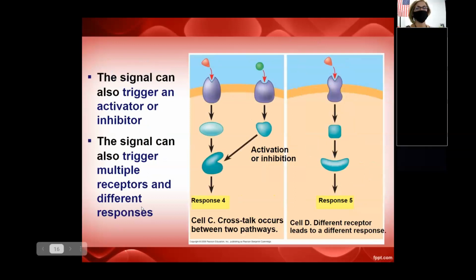It can act as an inhibitor or an activator. I think we have a tendency to always think about a signal causing something to happen, but sometimes that signal causes something to stop, right? And then we talked about the other things, triggering multiple receptors. Those different receptors would cause different responses because they're part of a different pathway. So depending on which pathway is triggered, you can do different things.